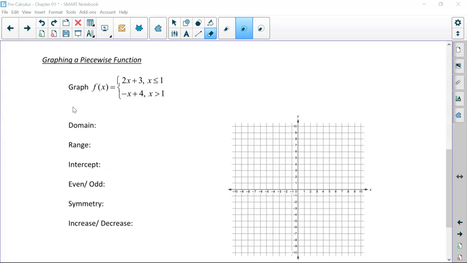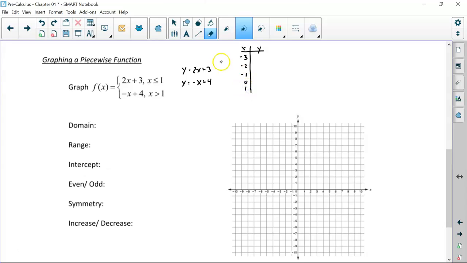So what we have here is two functions: y equals 2x plus 3 and y equals negative x plus 4. We're going to use the top function when x is less than or equal to 1 and the bottom function when x is greater than 1. Just to make my life a little bit easier, I'm going to make a table of values. I find this is a quicker way to do it. So when x is negative 3, negative 2, negative 1, 0, and 1.